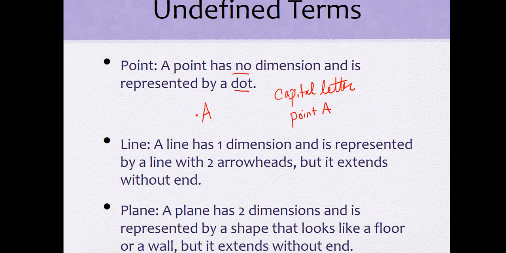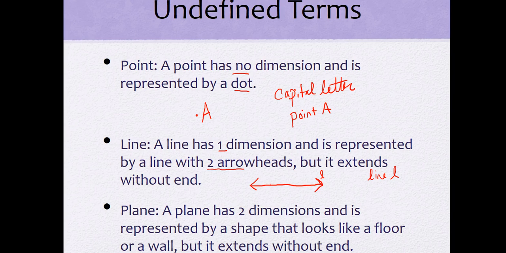A line has one dimension, and it's represented by a line with two arrowheads, but it extends without end. So those arrowheads mean it goes on forever. So, for example, here is a line. Now there's multiple ways to name a line. You could have a small italicized letter. So for example, a little L there. And this could be line L.